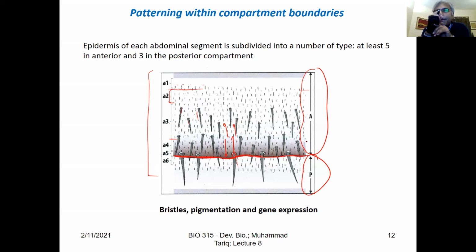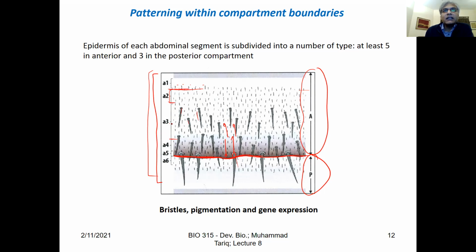Okay, and then another question. So these A1, A2, A3 to A6, can you please explain this as well? This is basically one abdominal segment.